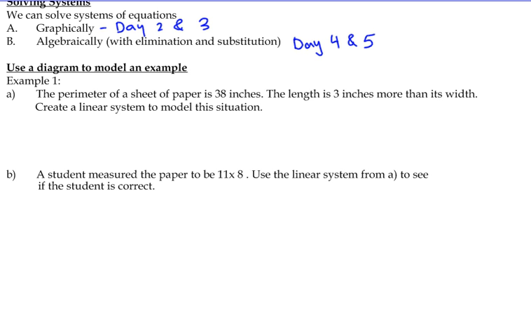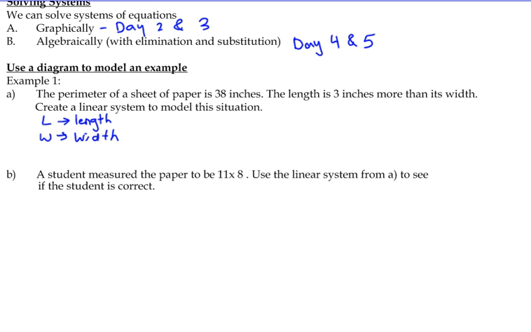So let's read through this again. The perimeter of a sheet of paper is 38 inches. The length is 3 inches more than its width. So what are our two things that we're probably looking for? Length and width. So choose two variables. Can we use L and W? It's just so obvious, you know? L and W. L would be the length, W would be the width.